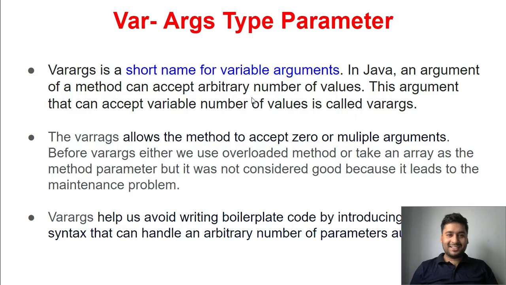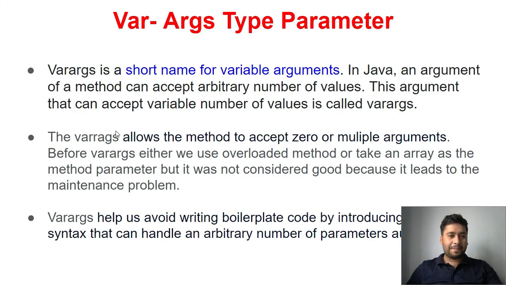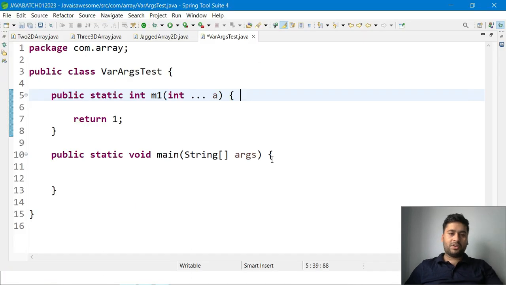Let's go to the slide and understand. Var-args allow a method to accept zero or multiple arguments. Before var-args, we either used overloaded methods or took an array as the method parameter, but that was not considered good because it leads to maintenance problems. Before, what we were doing was overloading.